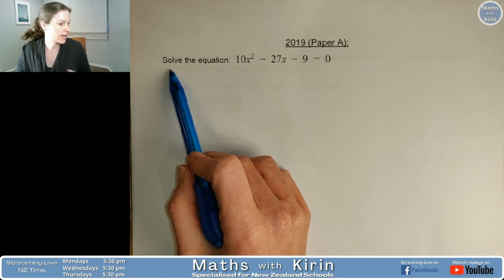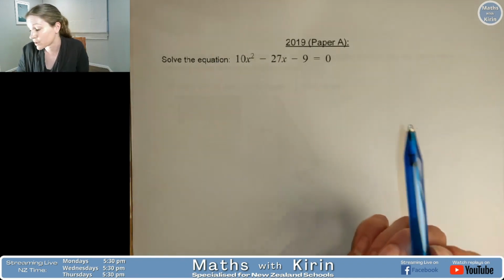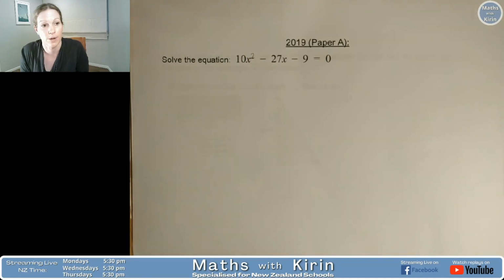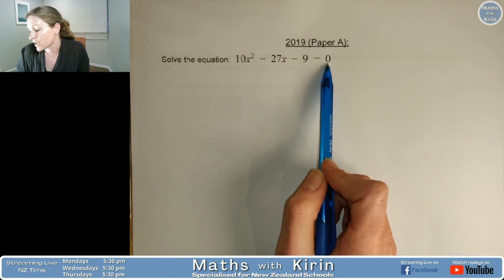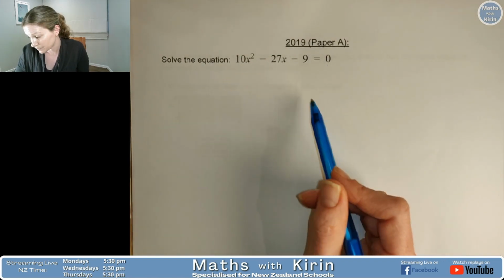So this one is just a straightforward solve the equation. Doesn't tell you how to do it. Doesn't tell you it's a quadratic. We need to spot that by recognizing that x squared is our highest power, already equal to 0. So the first step that we need to do for this question is factorize.